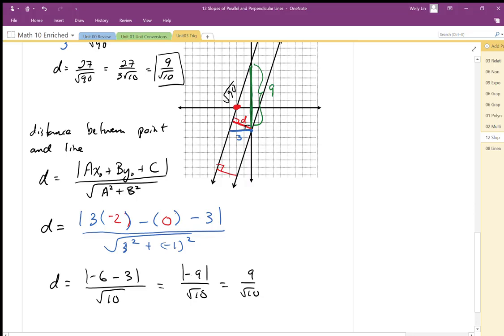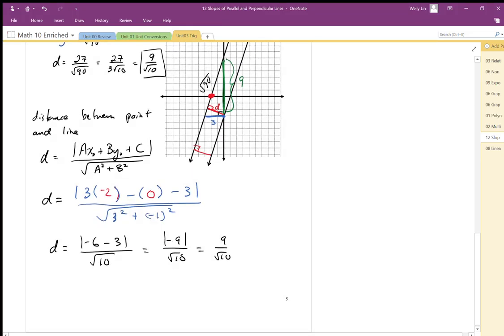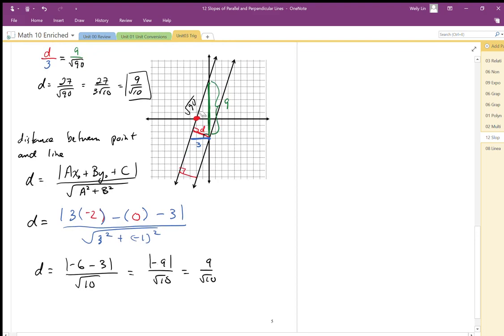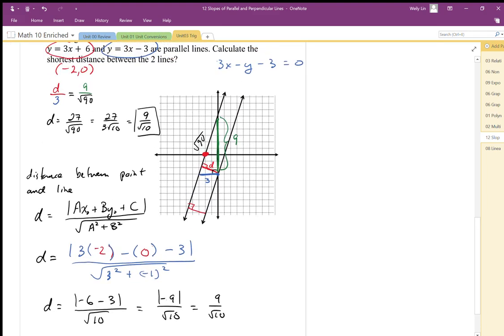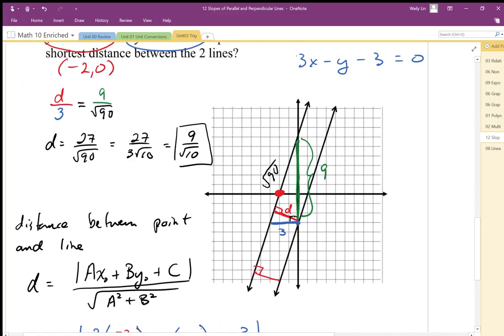So this formula is actually quite handy if I want to find the shortest distance between a point and a line. I could also use this similar triangle argument to find this distance if I can relate the similar sides to each other.